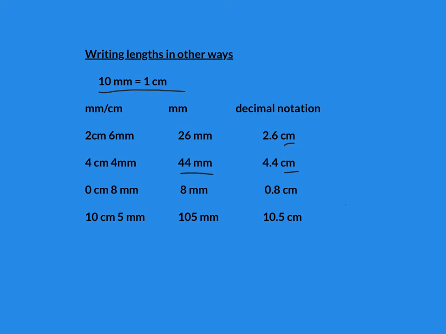And just remember that in decimal notation it's in centimetres, okay, because we're converting the millimetres into centimetres. So no centimetres, 8 millimetres is just 8 millimetres, and then in centimetres it's 0.8, because 8 millimetres is 8 tenths of a centimetre, and this 0.8 means 8 tenths. 10 centimetres, 5 millimetres is 105 millimetres, and in decimal notation that's 10.5 centimetres.